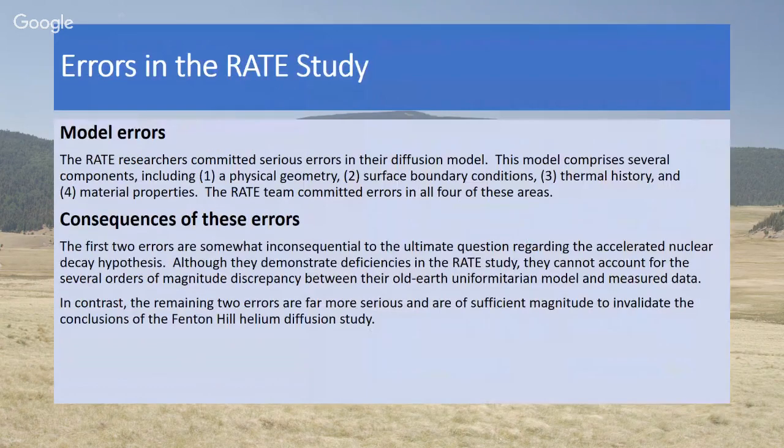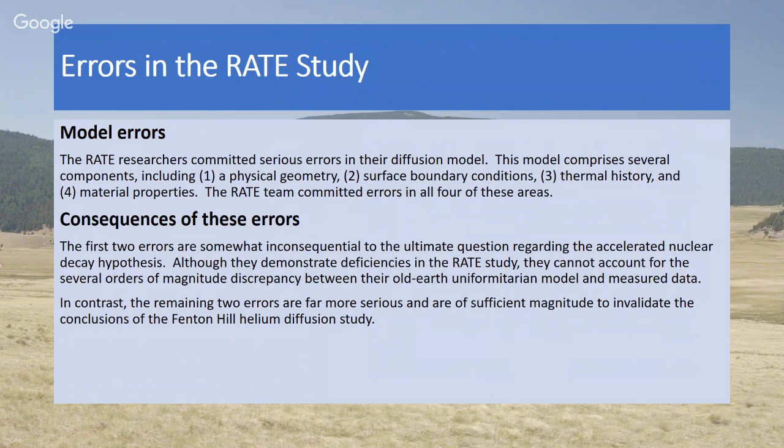So what is different between my model and Humphreys' model? And this really is the crux of what we should be considering today. I identified at least 4 major errors in the RATE model. One is they used a geometry that I thought was inconsistent with what they reported for the sizes of the data. They had a boundary condition that was inappropriate. They also used a wrong thermal history, and they misinterpreted the material properties. So pretty much they made an error in just about every aspect of the model.